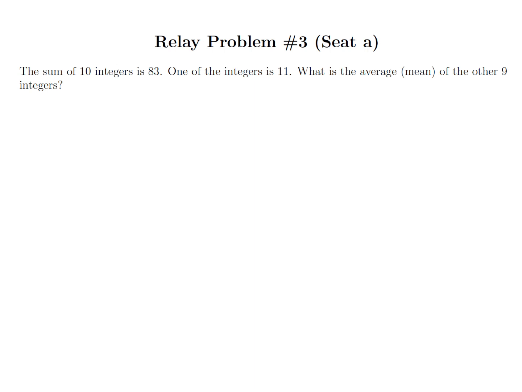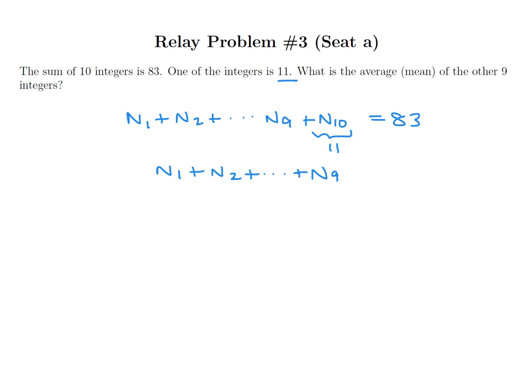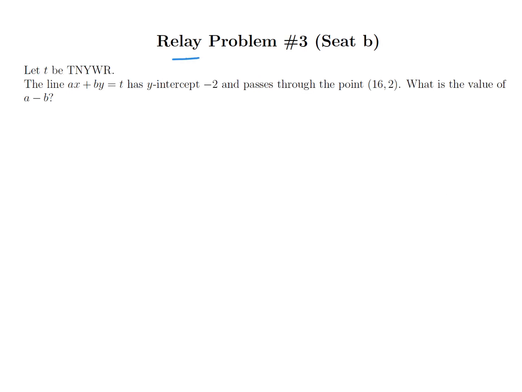The sum of 10 integers is 83. One of them is 11. What is the average of the other 9? Okay, so we have n1 plus n2 all the way till, say, n9, and then you have an n10, and their sum is 83. Now n10, let's just say we set that to be 11. So that basically means that the first 9 would add up to 72. And then take the average, you just divide by the total number of numbers, which in this case is 9. 72 divided by 9 is 8. T is 8.